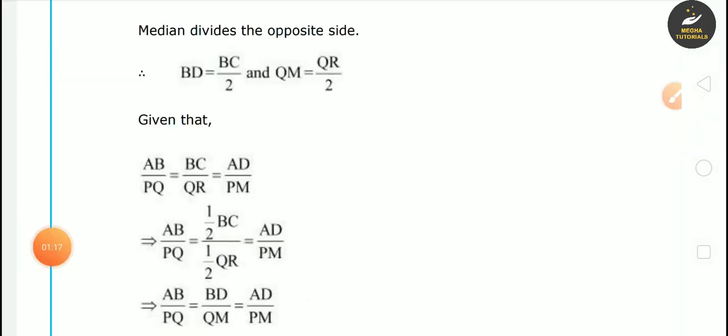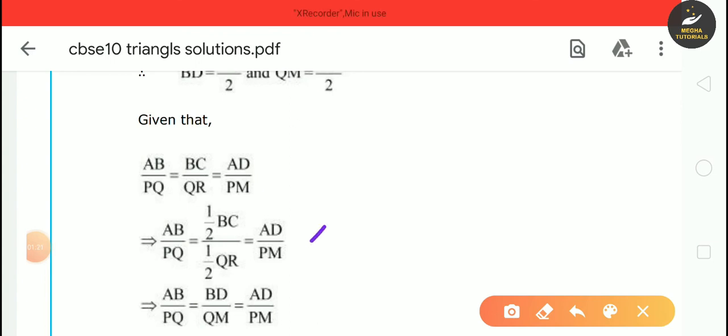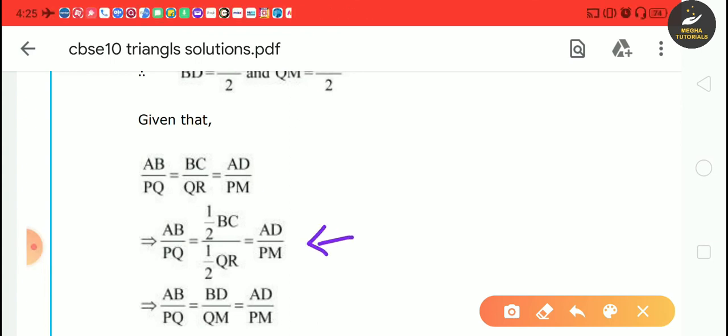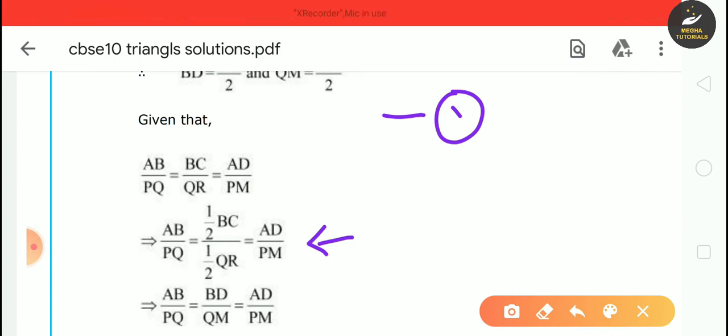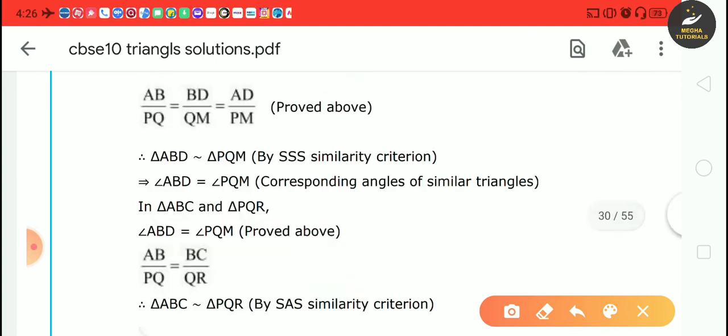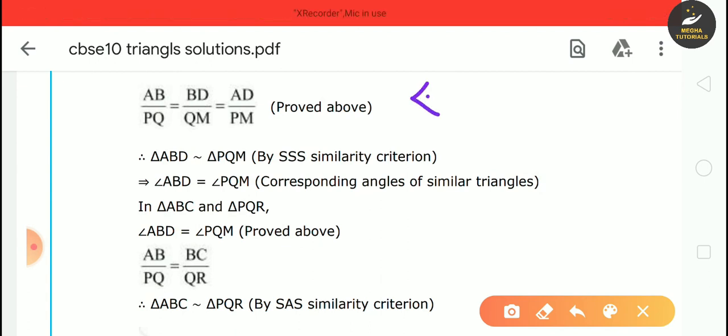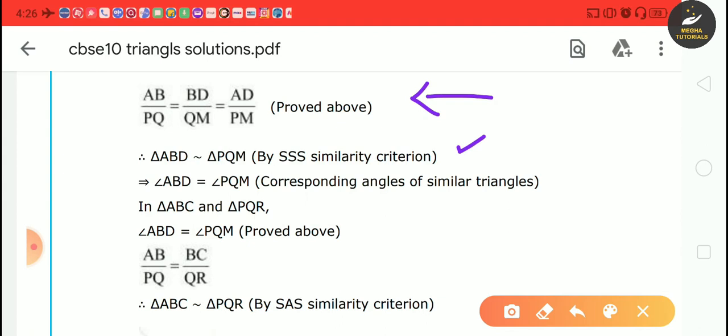So let's go ahead. So we can write in the next step, AB upon PQ is half of BC upon half of QR is equal to AD upon PM, and then from 1 we can write AB upon PQ is equal to BD upon QM is equal to AD upon PM. This is equation 2. Now in equation 2, we got AB upon PQ is equal to BD upon QM is equal to AD upon PM. So we can say that triangle ABD is similar with triangle PQM because of SSS test of similarity. Therefore angle ABD is equal to angle PQM because corresponding angles of similar triangles are equal.